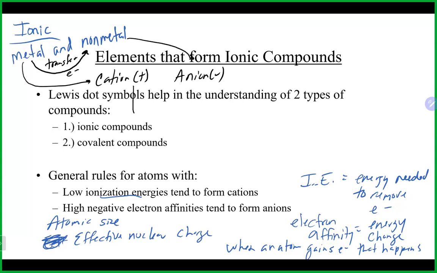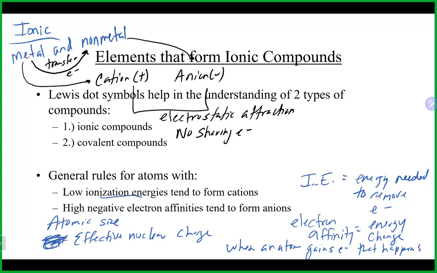And what holds an ionic compound together is that attraction between the positive and the negative, sometimes referred to as electrostatic attraction. Important to remember, there is no sharing of electrons in an ionic bond. There is a transfer of electrons that basically occurs. And that is very different than the other type of bonding that we're going to talk about, which is covalent bonding.